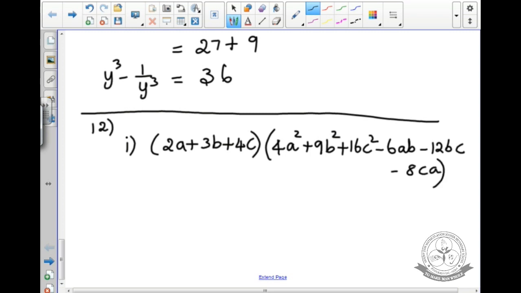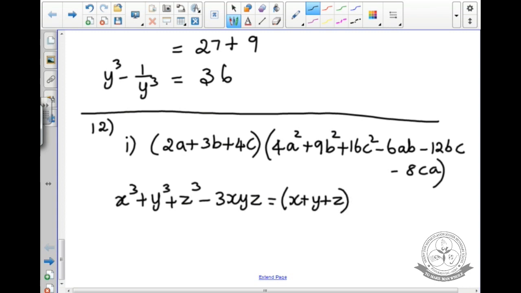So in your textbook, page number 100, we have a formula: x cube plus y cube plus z cube minus 3xyz is equal to x plus y plus z into x square plus y square plus z square minus xy minus yz minus zx. This is the formula.